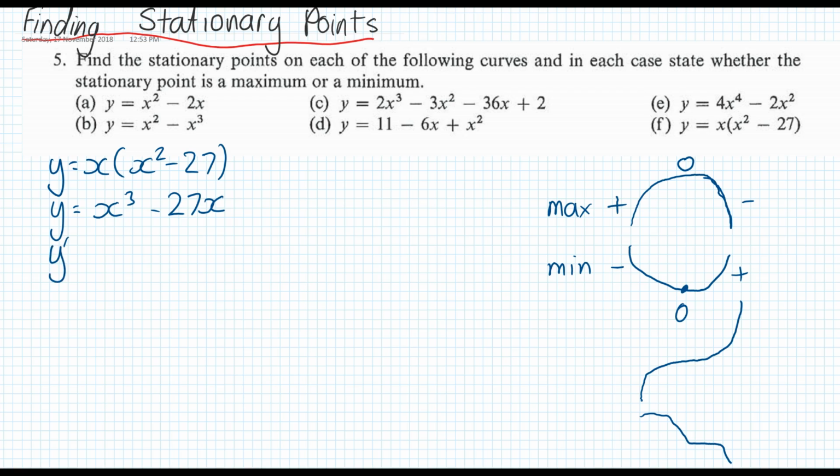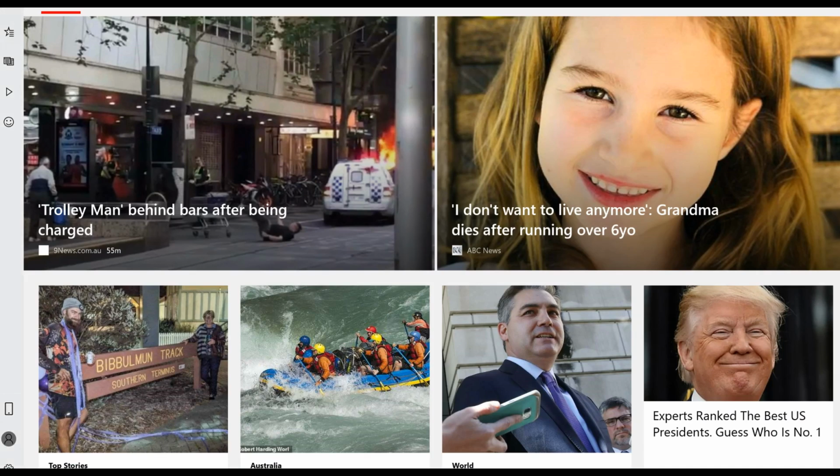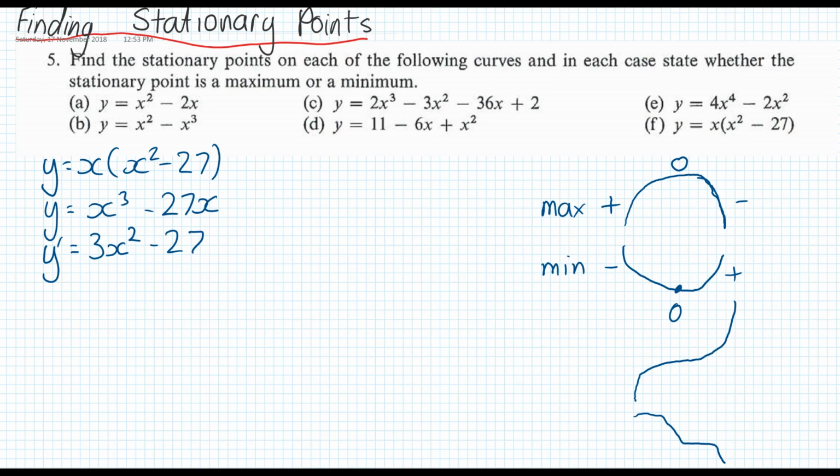Okay, then what we do is we find the derivative. So y dash, our derivative, equals 3x squared, okay, minus 27. Okay, and this is our derivative. So it's moving in that pace. Okay, so if we want to find the gradient at a point, we just sub it in for x, and we can find the gradient by squaring it, timesing that number by 3, and then taking away 27.